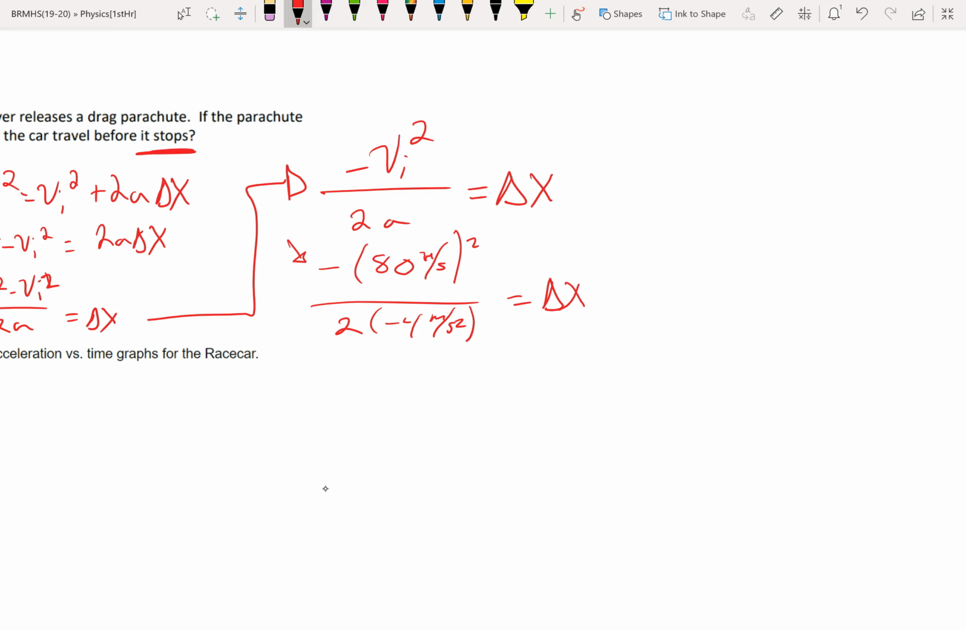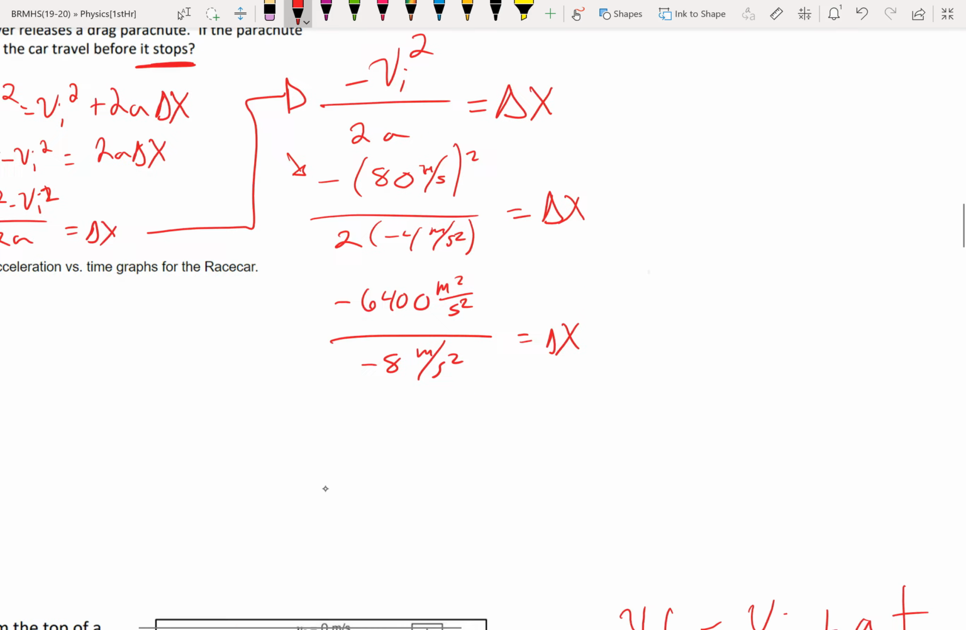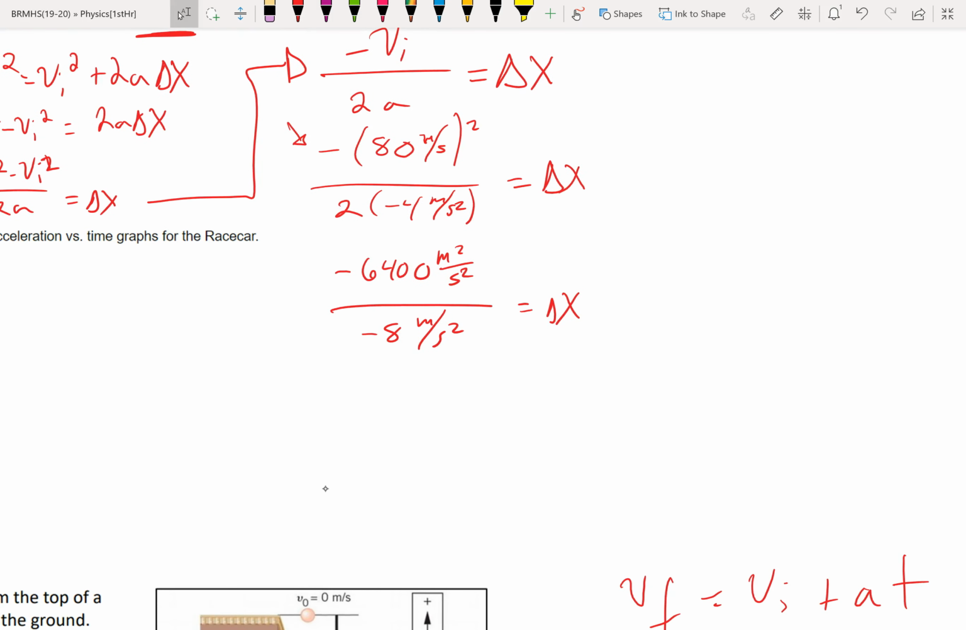All right, so we have now minus 80 squared over twice the negative 4 acceleration. So I've got minus 6,400 meters squared per second squared over minus 8 meters per second squared. So that leaves us with just meters up top. Right? Our units are going to be meters for our displacement. And then 6,400 over 8 is 800. Oh, that's a pretty long distance there.